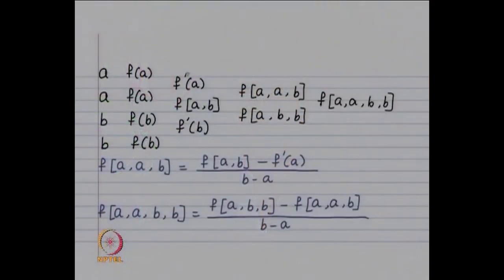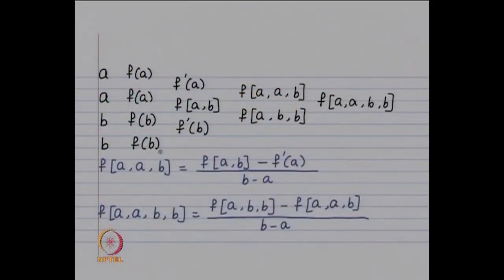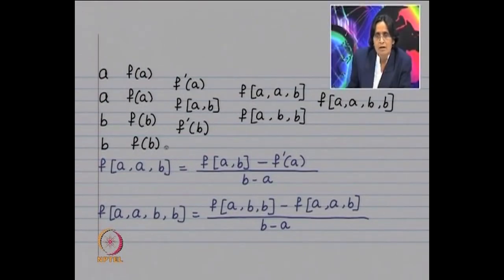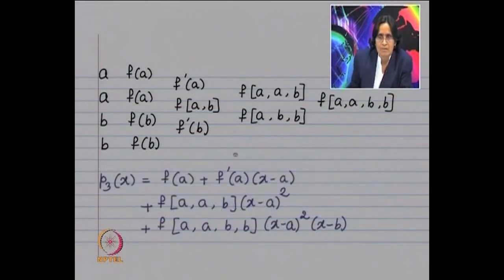Let me just recall that if I want to calculate the cubic Hermite interpolating polynomial, I need to prepare such a divided difference table. Here A is repeated, so this entry is f'(A), B is repeated, so this entry is f'(B), and f[A, A, B] is the usual recurrence formula. Once we prepare such a divided difference table, then P3(x) is f(A) plus f'(A) into (x minus A) plus f[A, A, B] (x minus A)^2 and f[A, A, B, B] (x minus A)^2 (x minus B). This term corresponds to (x minus x0)(x minus x1). Our x0 is equal to x1 is equal to A.